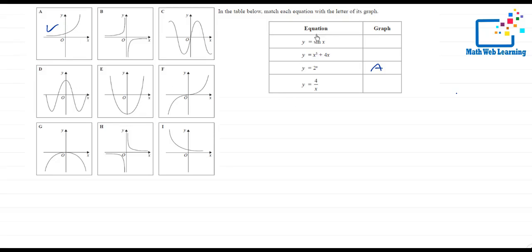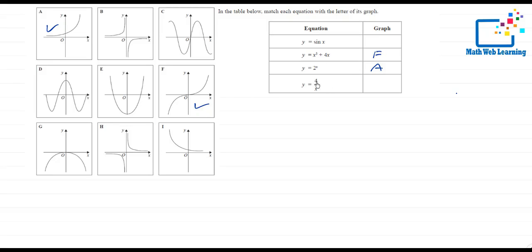Now, I recognize the cubic graph because when x equals 0, it will have 0 there. There is no other cubic graph I can see in here. So the only one is F. So that goes for this one here.